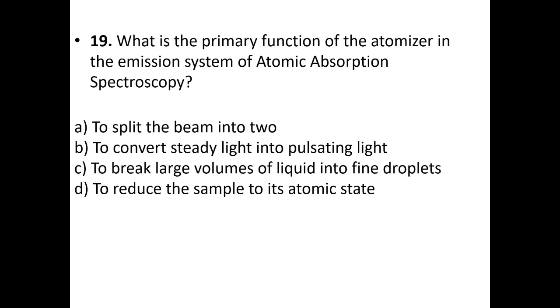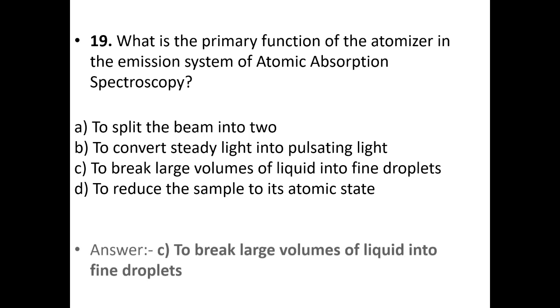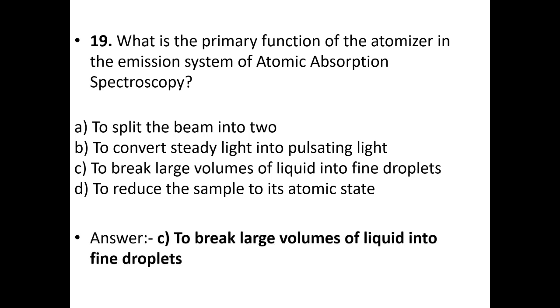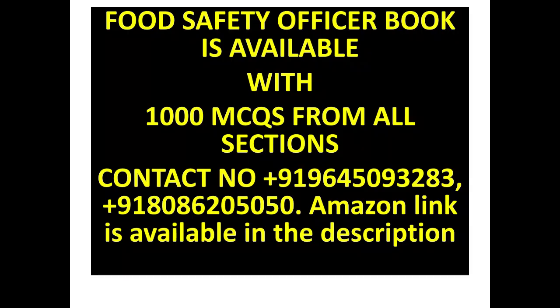19th question. What is the primary function of the atomizer in the emission system of AAS? A. To split the beam into two. B. To convert steady light into pulsating light. C. To break large volumes of liquid into fine droplets. D. To reduce the sample to its atomic state. Which is the answer? Your answer is option C. To break large volumes of liquid into fine droplets.